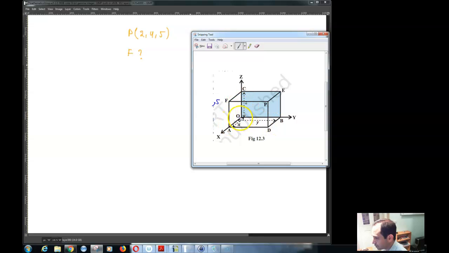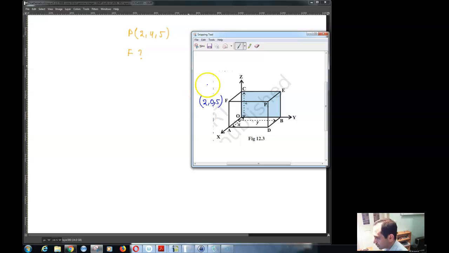Of course, the y coordinate of the point is going to be 0 because the point is on the xz plane. The x coordinate of the point is the same as the x coordinate of the point P. So my x coordinate over here is 2. So it's 2, 0, 5.